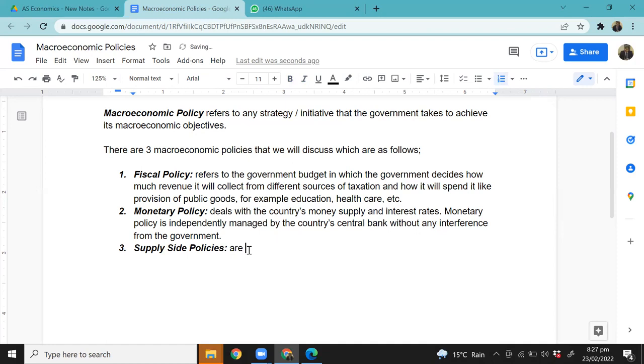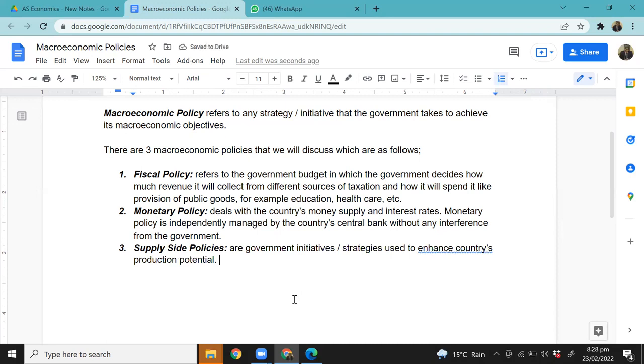Supply side policies are government initiatives, strategies, to enhance a country's production potential. Right?